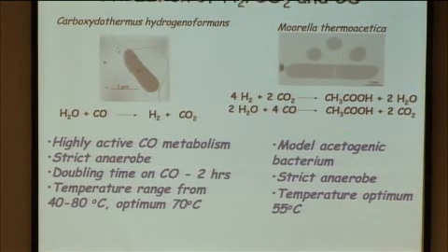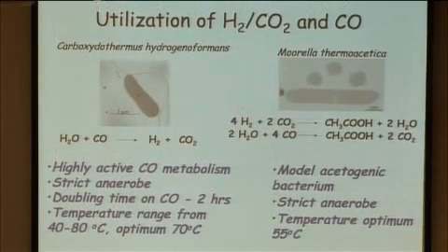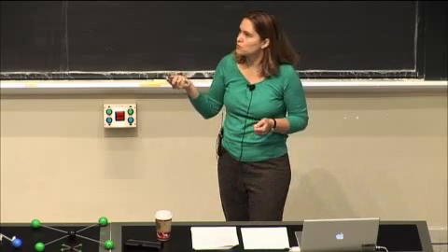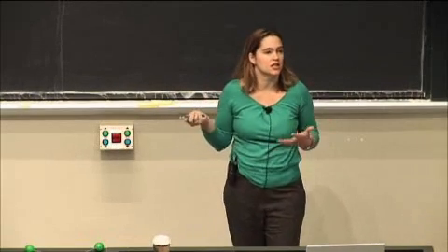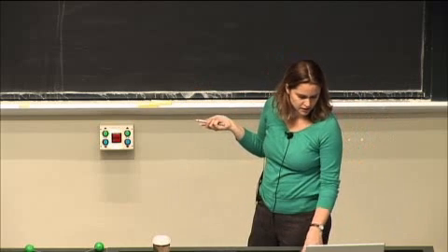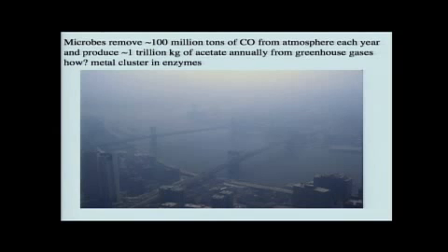There are also microorganisms that live on carbon dioxide as their energy and carbon source. These organisms have enzymes in them that have metal centers, and those metal centers are responsible for the ability of these organisms to live on these bizarre greenhouse gases and pollutants. People would like to understand how this works. Microbes have been estimated to remove 100 million tons of carbon monoxide from the environment every year, producing about 1 trillion kilograms of acetate from these greenhouse gases.